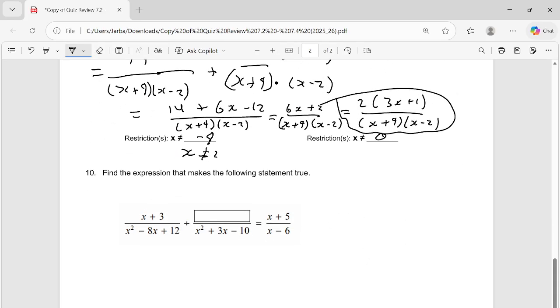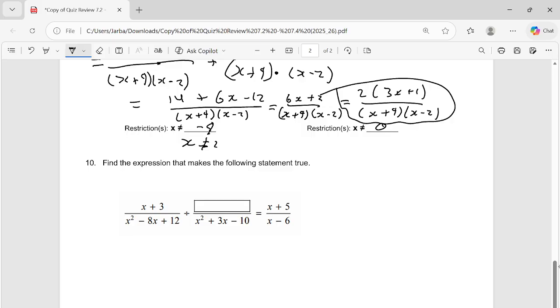Alright, final one. Find the expression that makes the following statement true. So, to do this, I'm going to rewrite this. First, x plus 3, and I'm going to factor this over x squared minus 8x plus 12. So we want to think what two numbers multiply to be 12 and add to be negative 8. I'm thinking negative 6 and negative 2, because negative 6 times negative 2 is 12, and negative 6 plus negative 2 is equal to negative 8.